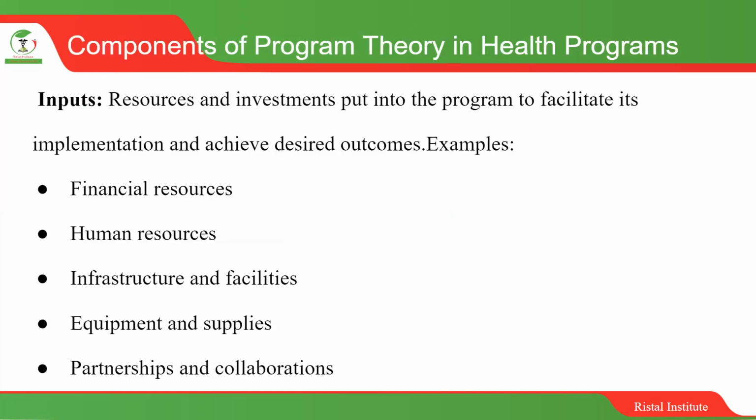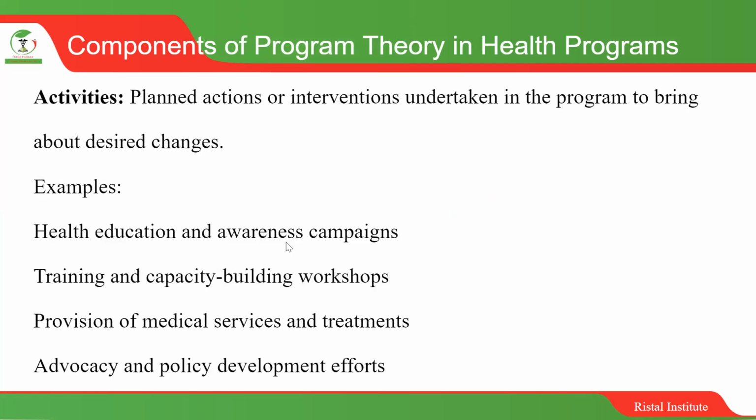The parts of the program theory include the inputs, the things that you need to invest into the program such that you can achieve the desired results. So you look at the different resources: human resources, financial resources, community infrastructure, equipment, partnerships, collaboration, things like that. And then the activities: what will you be carrying out on a daily basis to bring about the desired change? Is it about educating people? Is it about distributing mosquito nets? Is it about giving out food? What are we going to be doing?